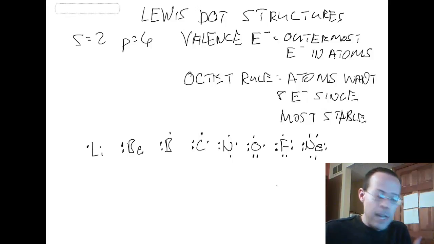So anyways, as we go across, we're adding 1 outermost electron, and as we go across the row, we go from 1 to 8. Alright? And that is basically just a quick introduction to Lewis structures.